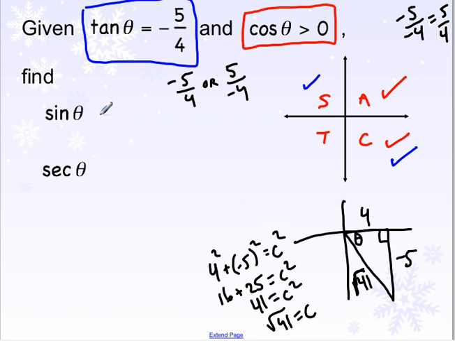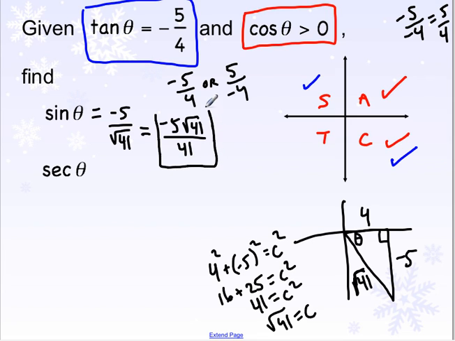So then now let's answer the question. Sine is opposite over hypotenuse. So opposite is negative 5. The hypotenuse is square root of 41. But you don't ever want to leave a radical in the denominator, so you have to fix that. Multiply by radical 41 on top and bottom. And that's your answer.